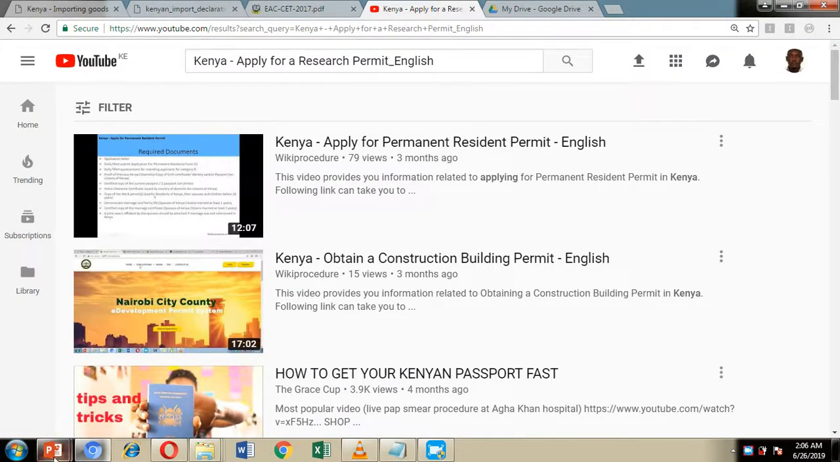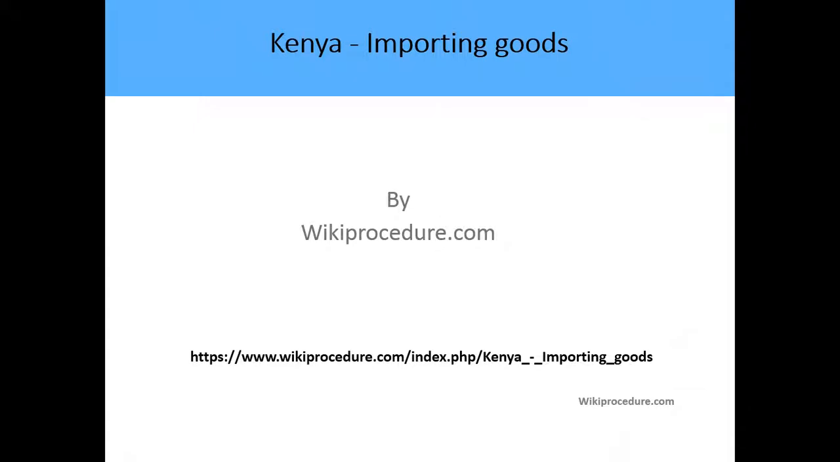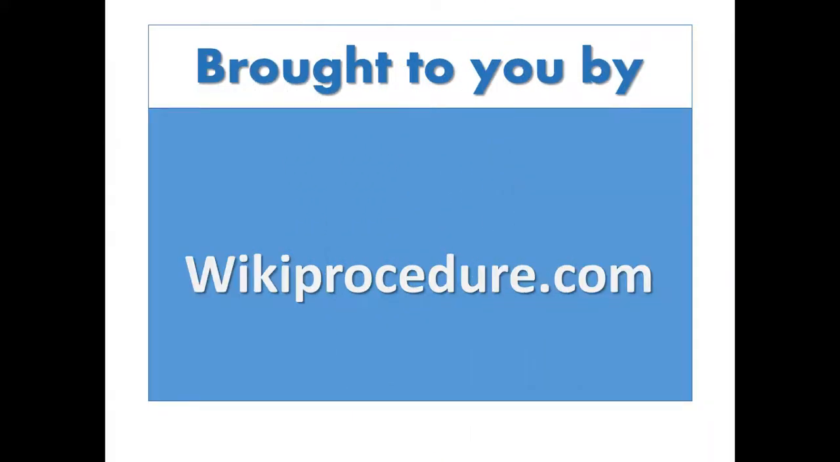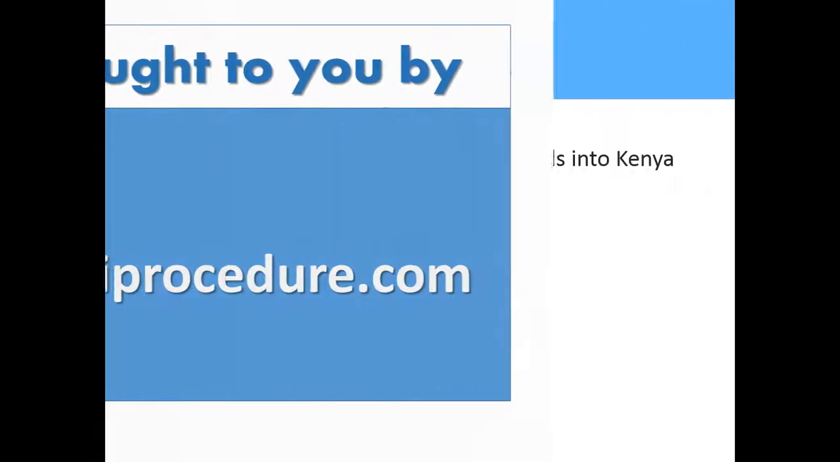So let's get back to our presentation. The list of items which we are going to cover in this session include the need for importation, the eligibility, the required documents, steps to follow while making the application, the fees, validity period, processing time, office location and contact information, and any other information that we may find relevant on how to import goods into Kenya. So welcome to our presentation today, which is brought to you by wikiprocedure.com.